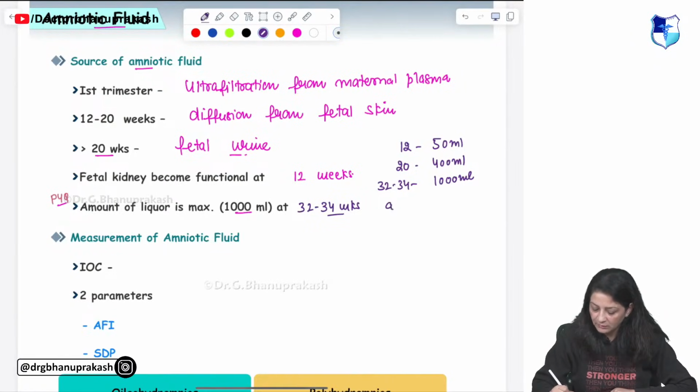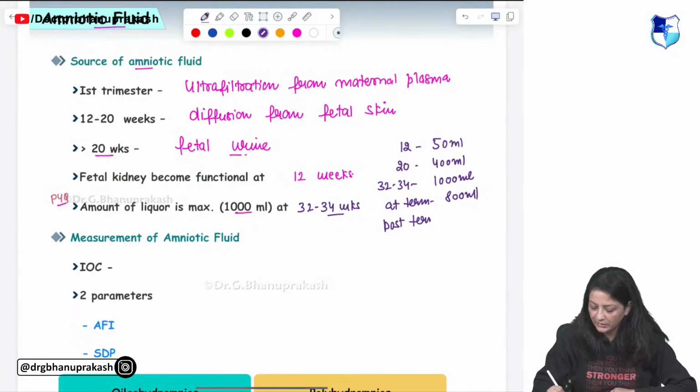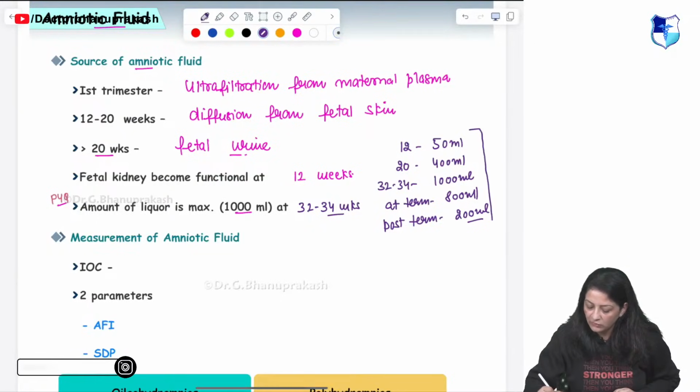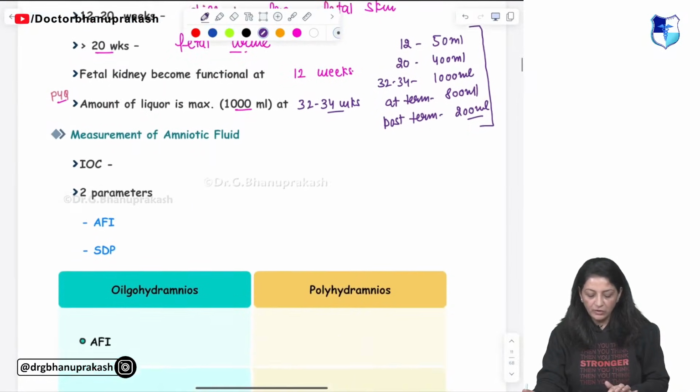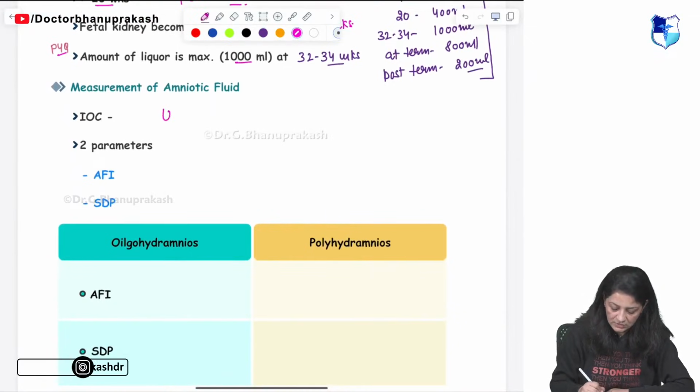So at term around 800 ml, and at post-term pregnancy, 200 ml. So this is the amount of amniotic fluid according to gestation. Maximum at around 32 to 34 weeks of pregnancy. Measurement of amniotic fluid, investigation of choice: ultrasound.